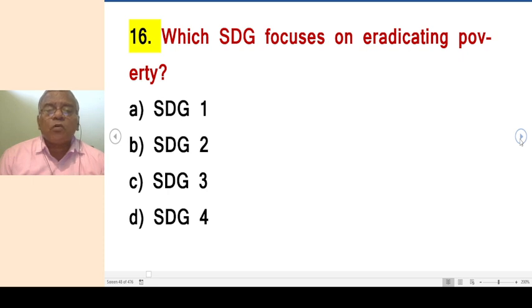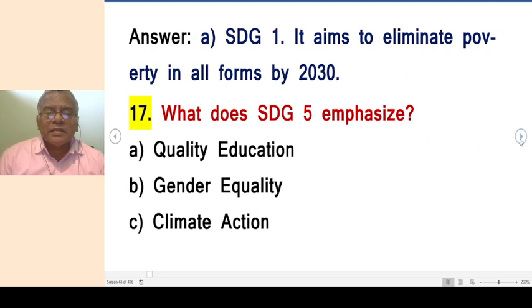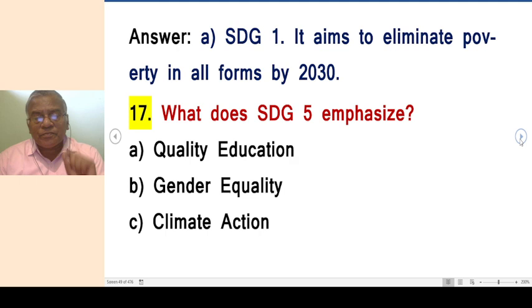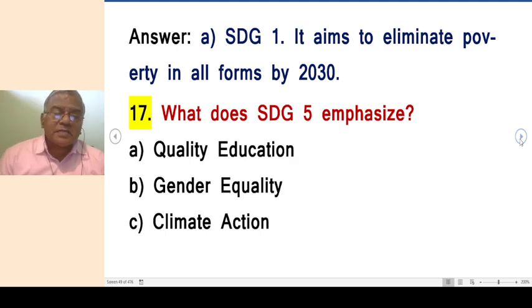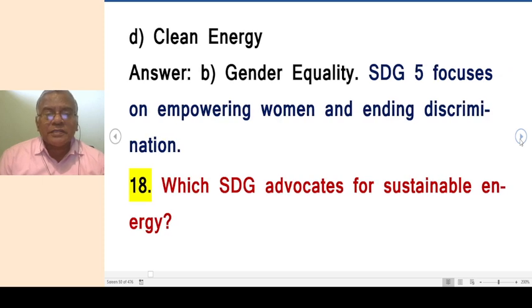Which SDG focuses on eradicating poverty? Among these, what do you judge? That is SDG 1. SDG 1 aims to eliminate poverty in all forms by 2030. Now, what does SDG 5 emphasize among the four? That is gender equality. So, SDG 5 focuses on empowering women and ending discrimination.